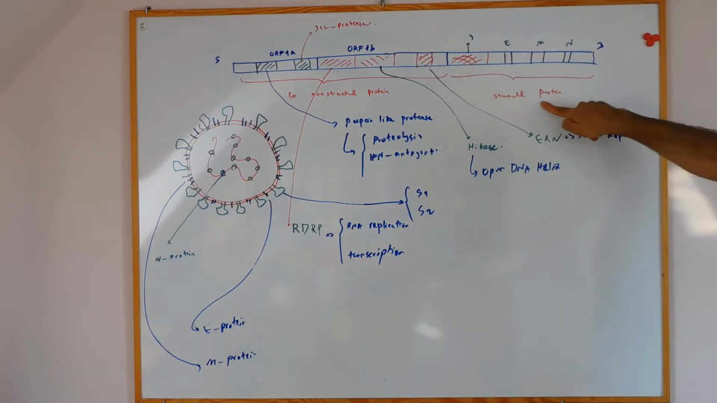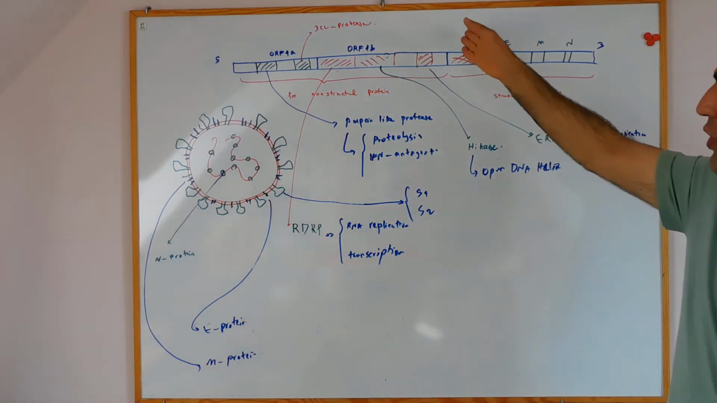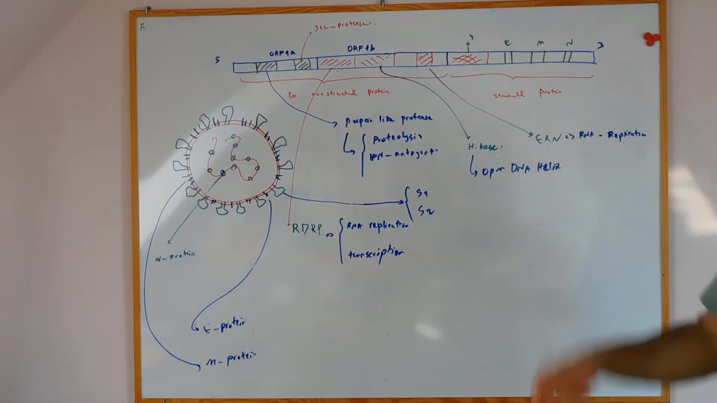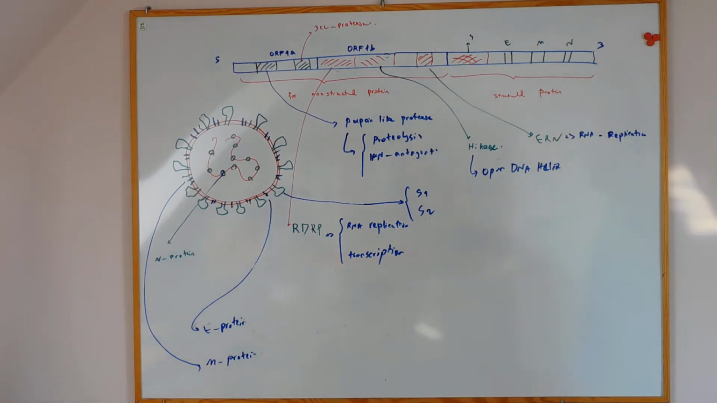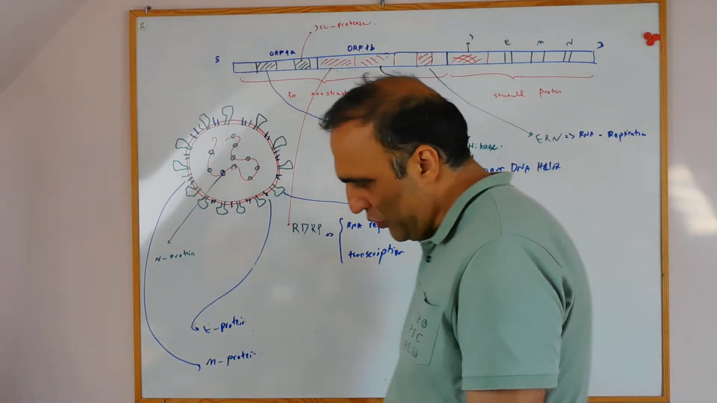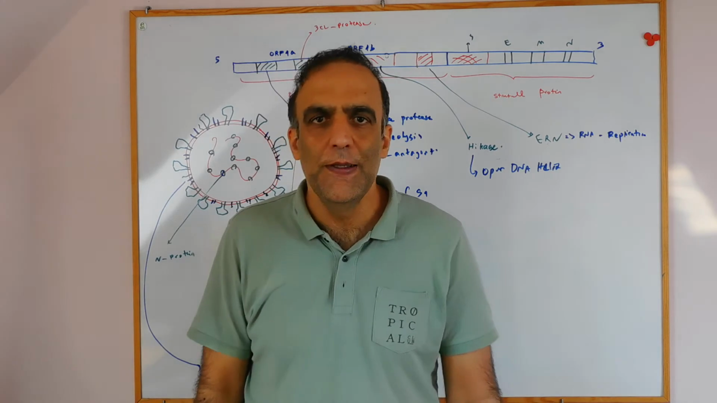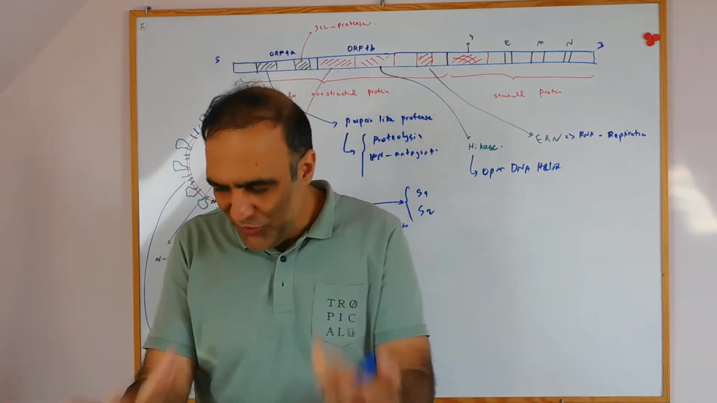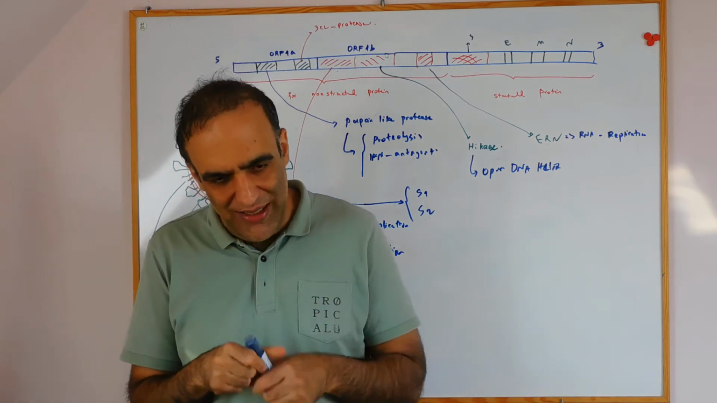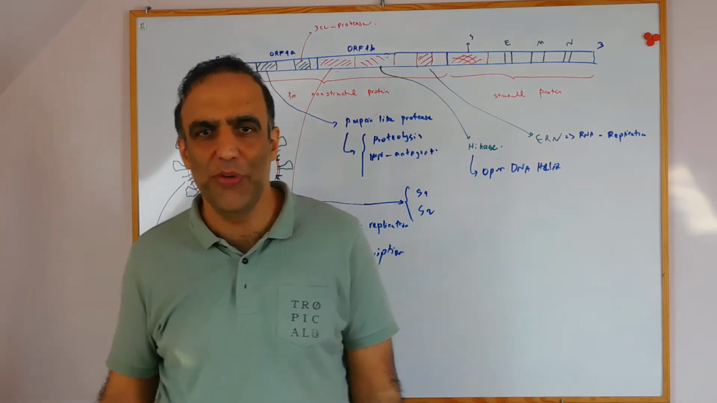And the last part is the structural protein region, which helps with the production of the spike protein, envelope protein, membrane or matrix protein, and nucleocapsid protein. Now we go to the mechanism: what is the function of these proteins?